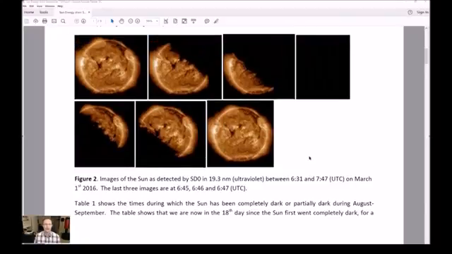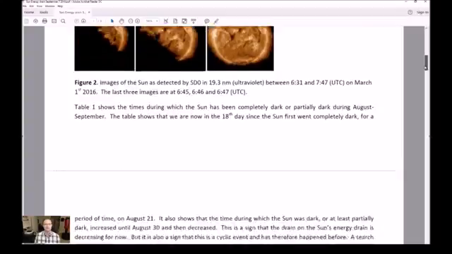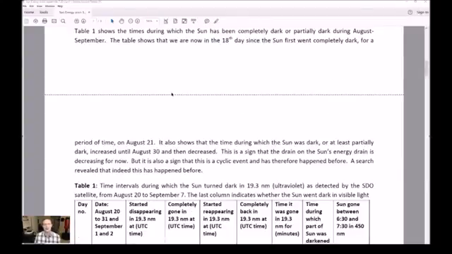Figure 2: images of the sun as detected by SDO in 19.3 nanometer ultraviolet between 6:31 and 7:47 UTC on March 1st, 2016. The last 3 images are at 6:45, 6:46, and 6:47 UTC, Coordinated Universal Time. Table 1 shows the times during which the sun has been completely dark or partially dark during August and September.